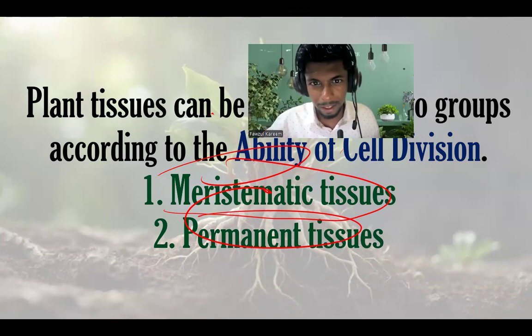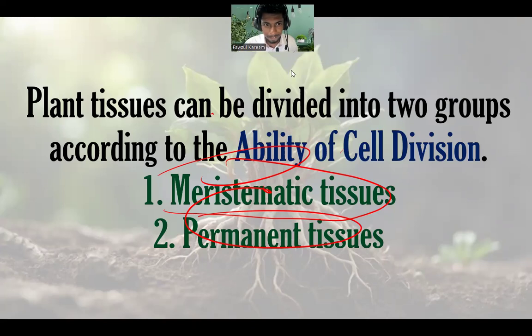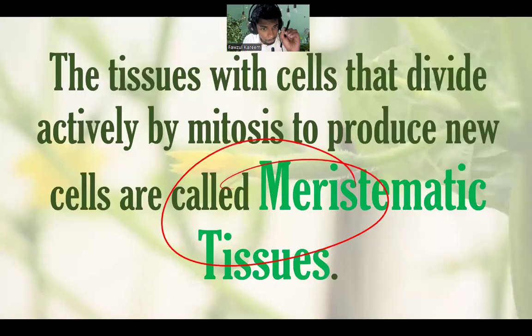Meristematic tissue. Did you get the idea? Yes, sir. Okay. So meristematic tissue means they have the ability to do cell division. That's a very, very important character of the meristem. Based on that ability, I divide the plant tissue into two, meristem and permanent. So meristematic tissue has the ability to do cell division. So the tissues with the cells that have the ability to do cell division.